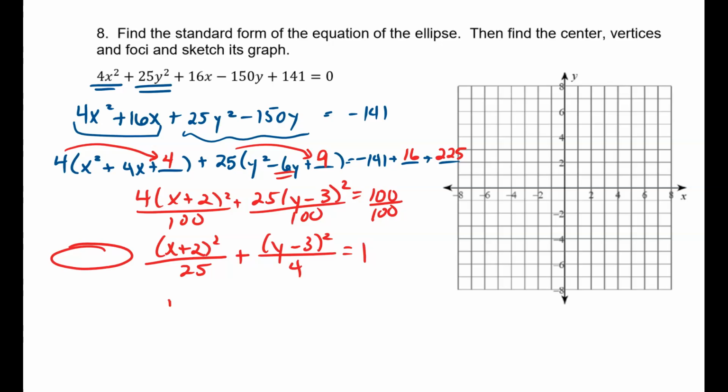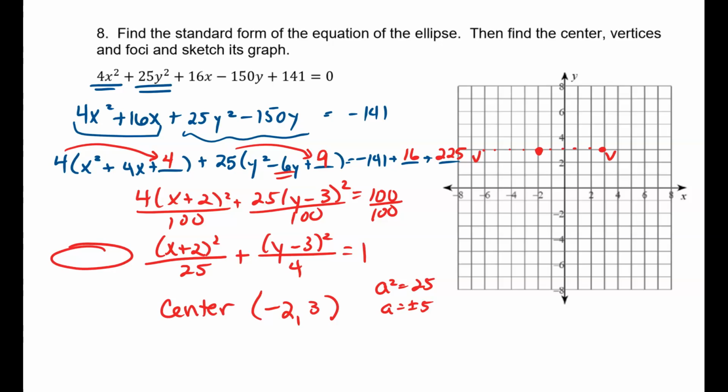So what do we have to do? Well, we have to pull out the center, and the center is going to be at negative 2, 3. So I go negative 2, 3, and then we have to use a and b to graph it, but we also need to use that to solve for c. So what is a squared? Well, a squared is 25. So a we know is going to be plus or minus 5, but it's moving horizontally. So we go 5 to the right, 1, 2, 3, 4, 5. There's one of your vertices, and then we go 5 to the left.